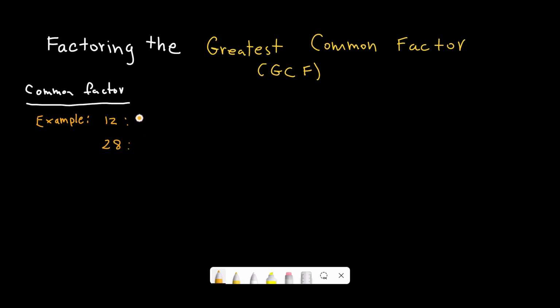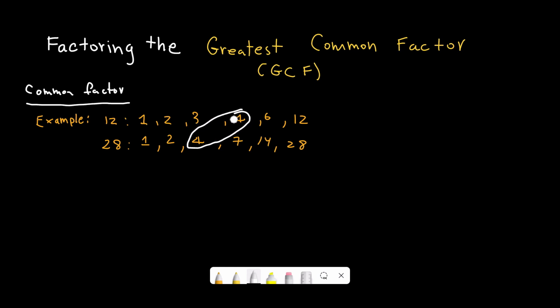Let's start with number 1. 1 is a common factor of 12 and 28. 2 is a common factor of 12 and 28. 3 is a factor of 12, but not of 28. 4 is a common factor of 12 and 28. 7 can only divide 28, and 6 only 12. Now, the greatest common factor is the biggest number that can divide both numbers. In this case, it's 4.